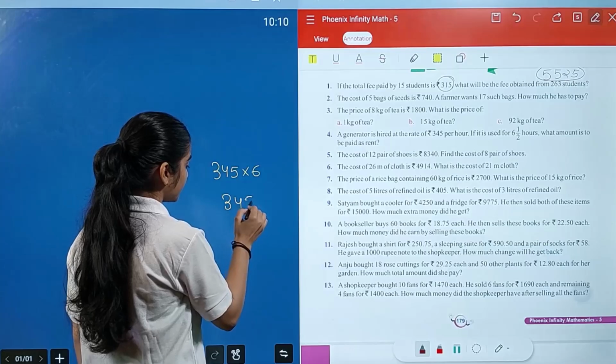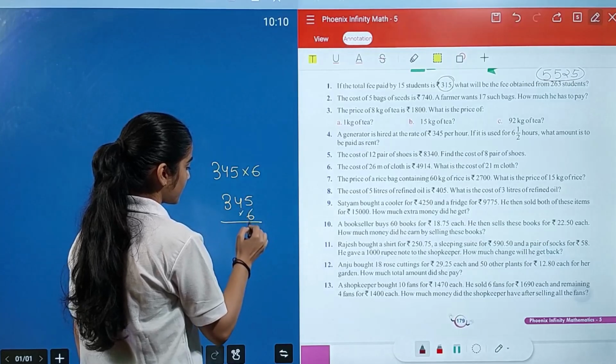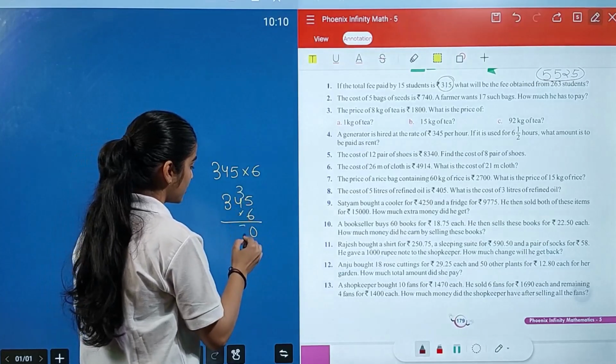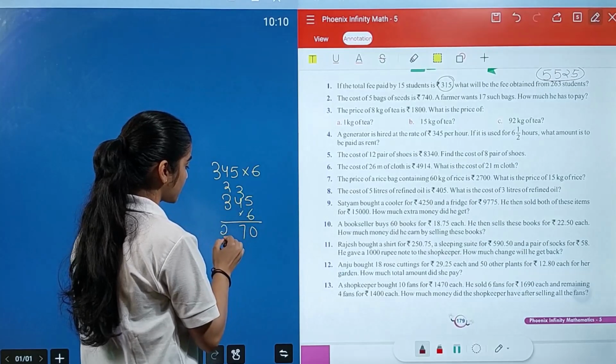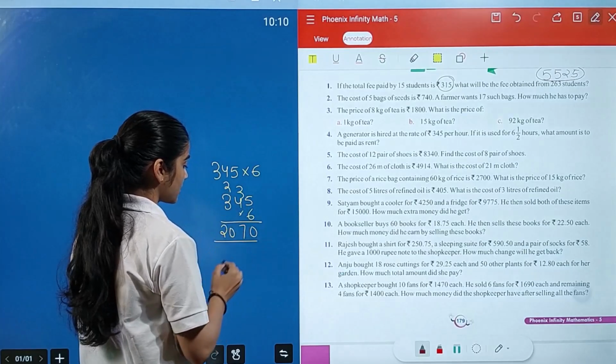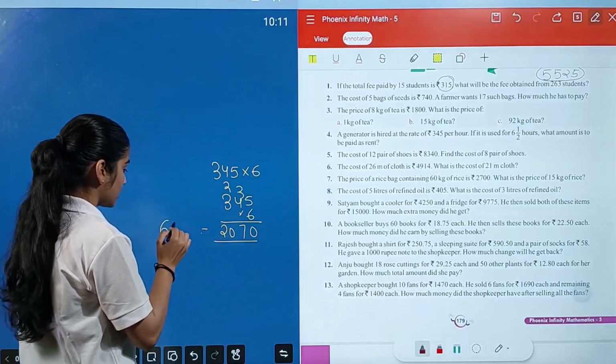Next, a generator is hired at the rate of 345 per hour. If it is used for 6.5 hours, what is the amount to be paid as rent? So first we have to multiply 345 by 6 for 6 hours. 6 5s are 30, 6 4s are 24, 6 3s are 18. So 2070 for 6 hours.